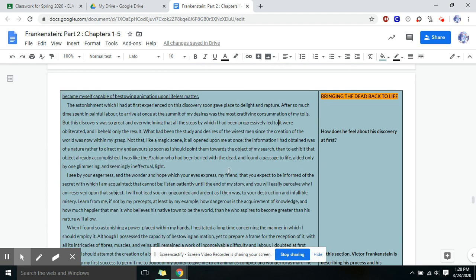Through this section, there's a lot of difficult language, but I want to point out a couple of words here. "This discovery was so great and overwhelming," right? This can help you answer this question to the side: how does he feel about it at first? Now, his thoughts on this are going to change, right, as time goes on. But at first, he's like, wow, this is great. He's overwhelmed by how great it is. Okay. And then he says, be patient, because you're easily going to figure out why I'm not going to tell you what the secret of life is.